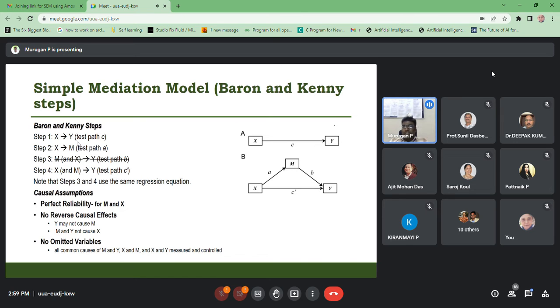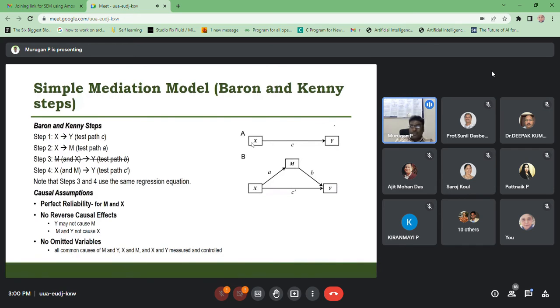In step 1, we have a relationship between X and Y. Keeping this relationship alone is referred to as the total effect model. Are you getting my point? Without the mediator, we are just testing the relationship between one of the antecedents and the outcome variable, that is, the relationship between X and Y without the mediator. That is nothing but the total effect model. Logic is clear? Yes, sir. This coefficient is referred to as C. This is nothing but the total effect.